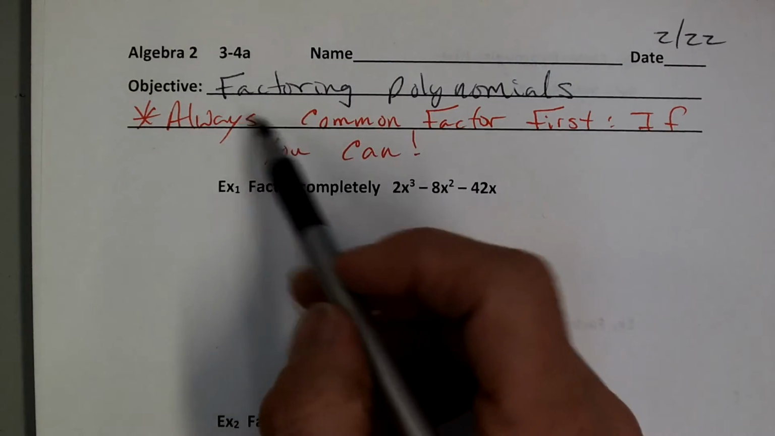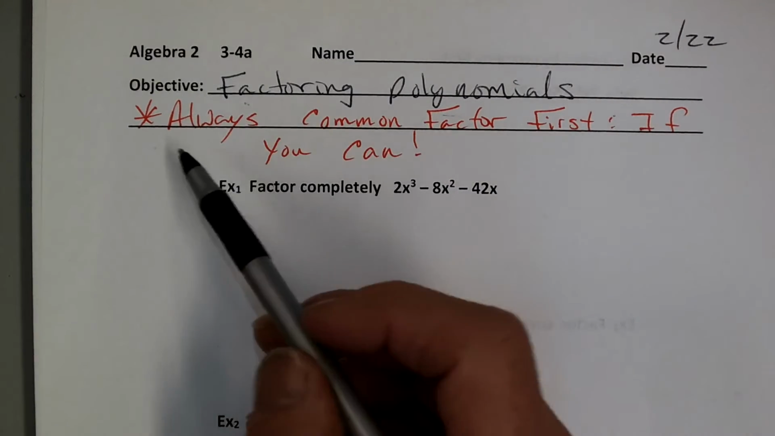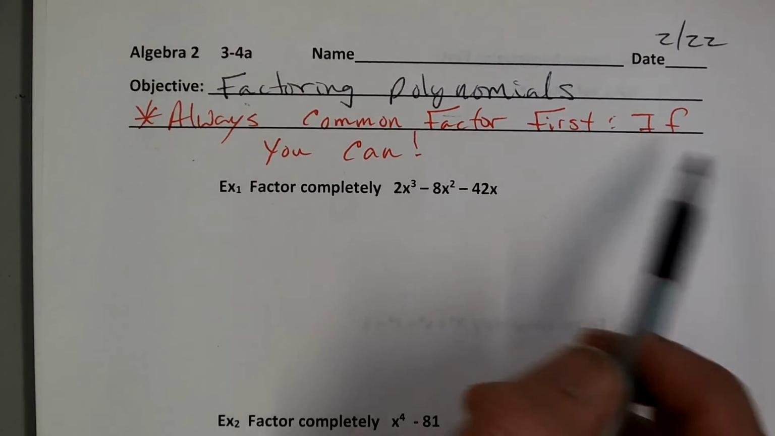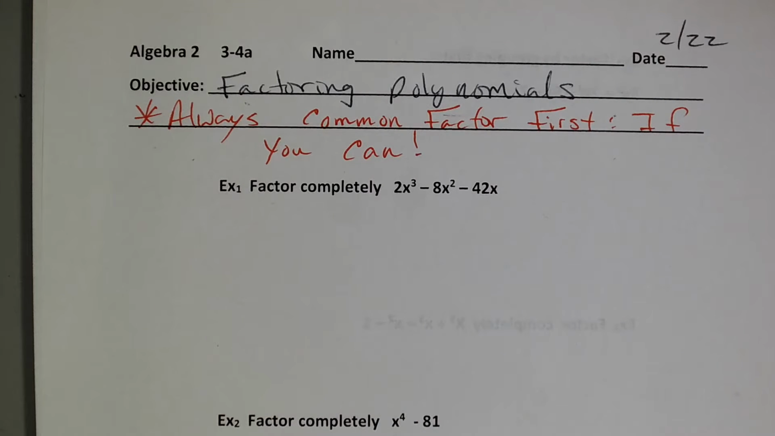Okay, so today we're talking about factoring polynomials. One of the things we always want to do is always common factor if you can. What does that mean? Well, what do they have in common? If you can do that, then you can make the problem easier, okay?